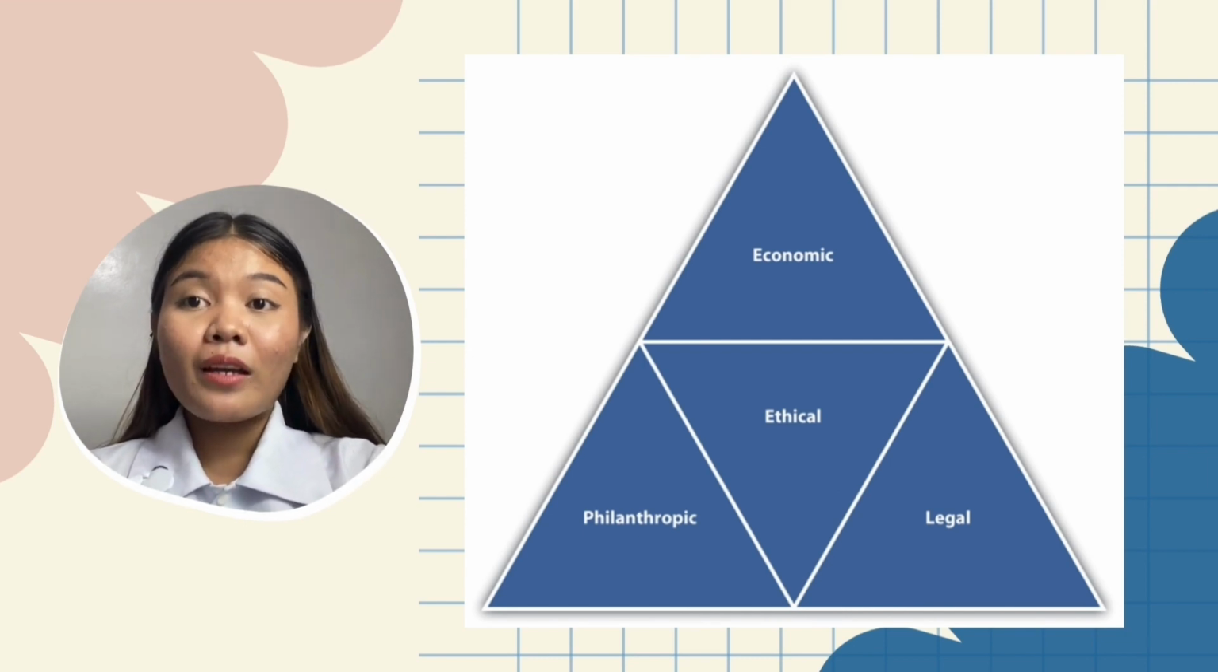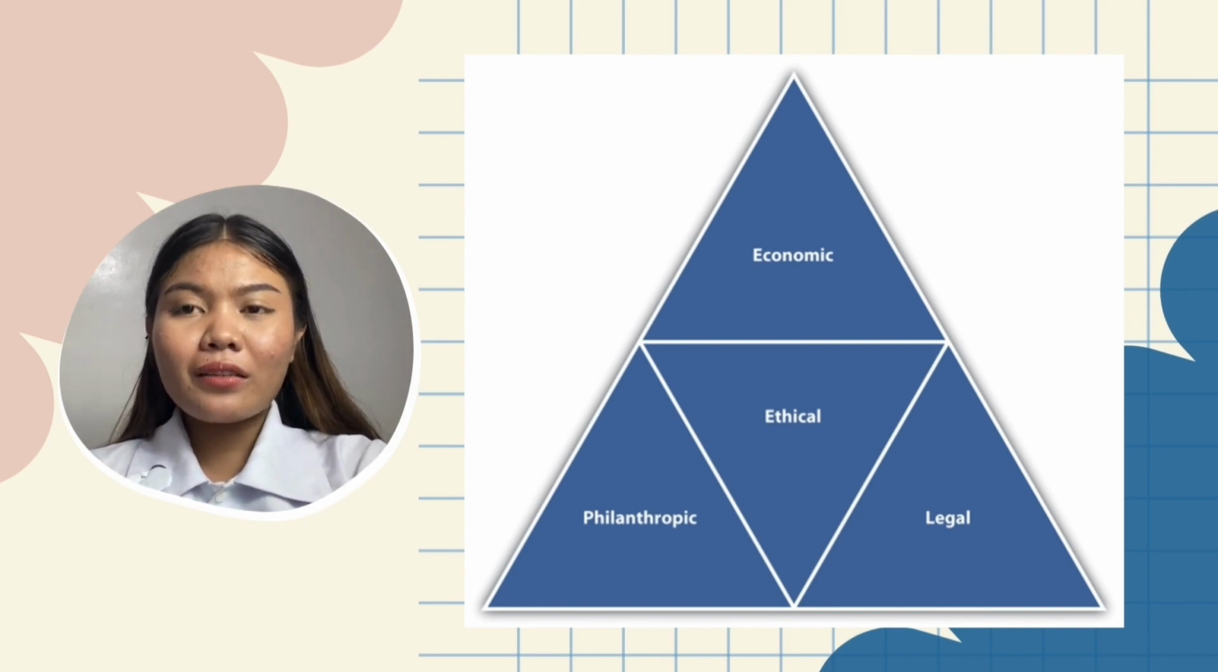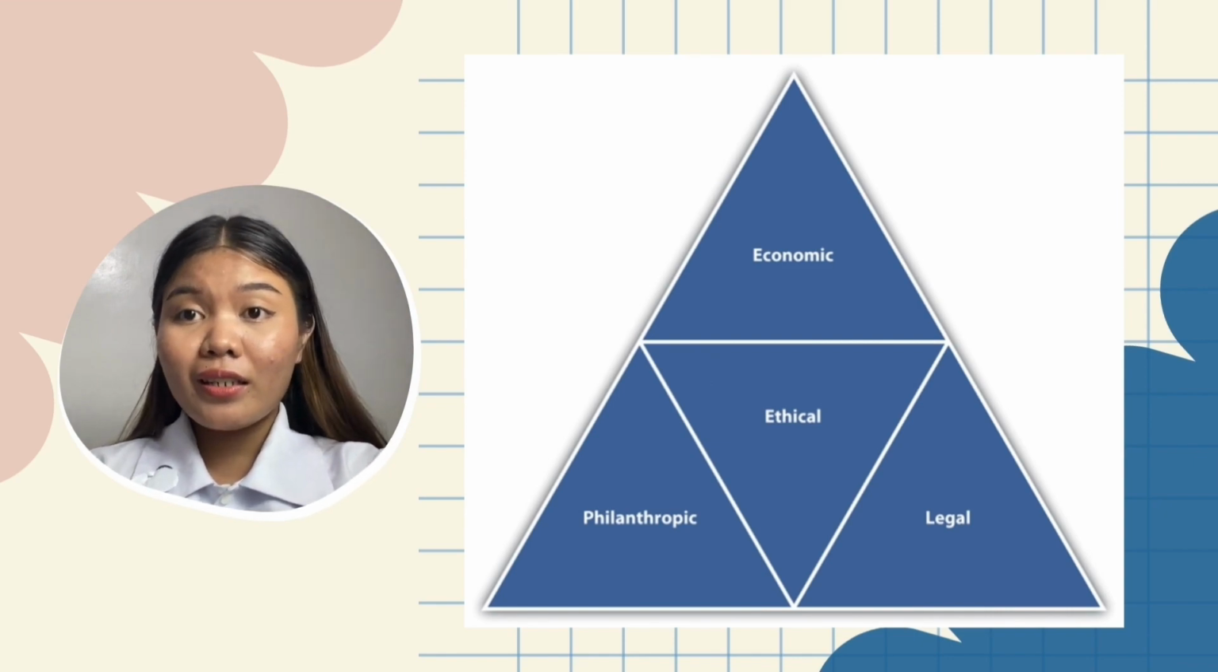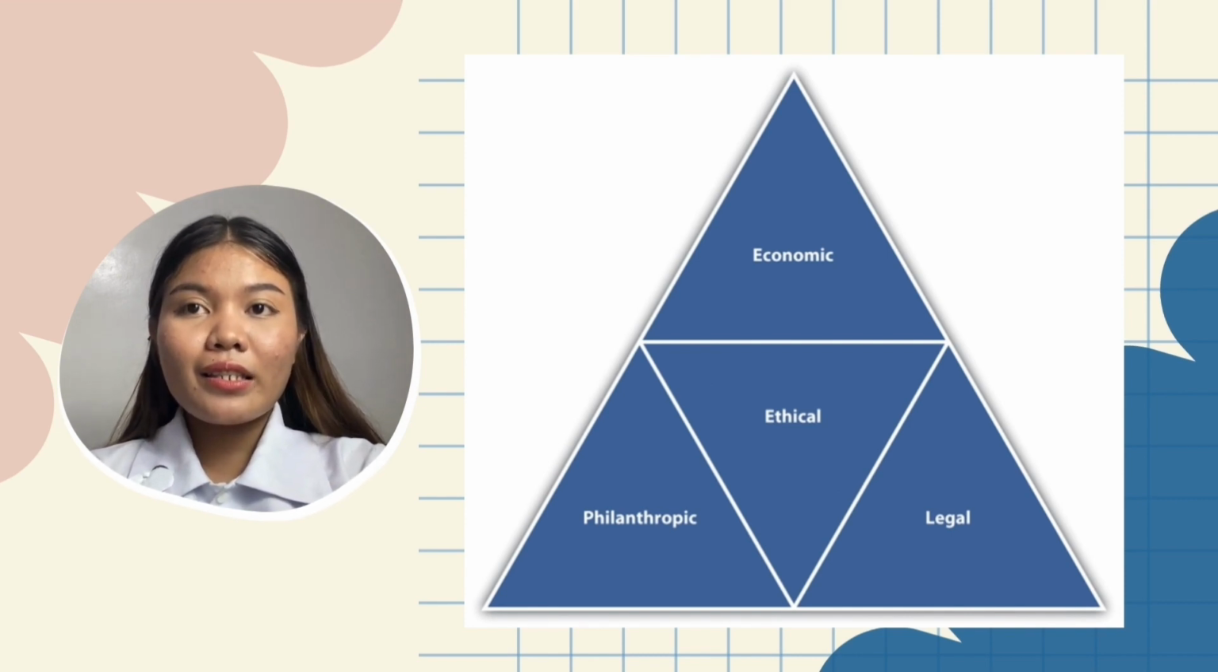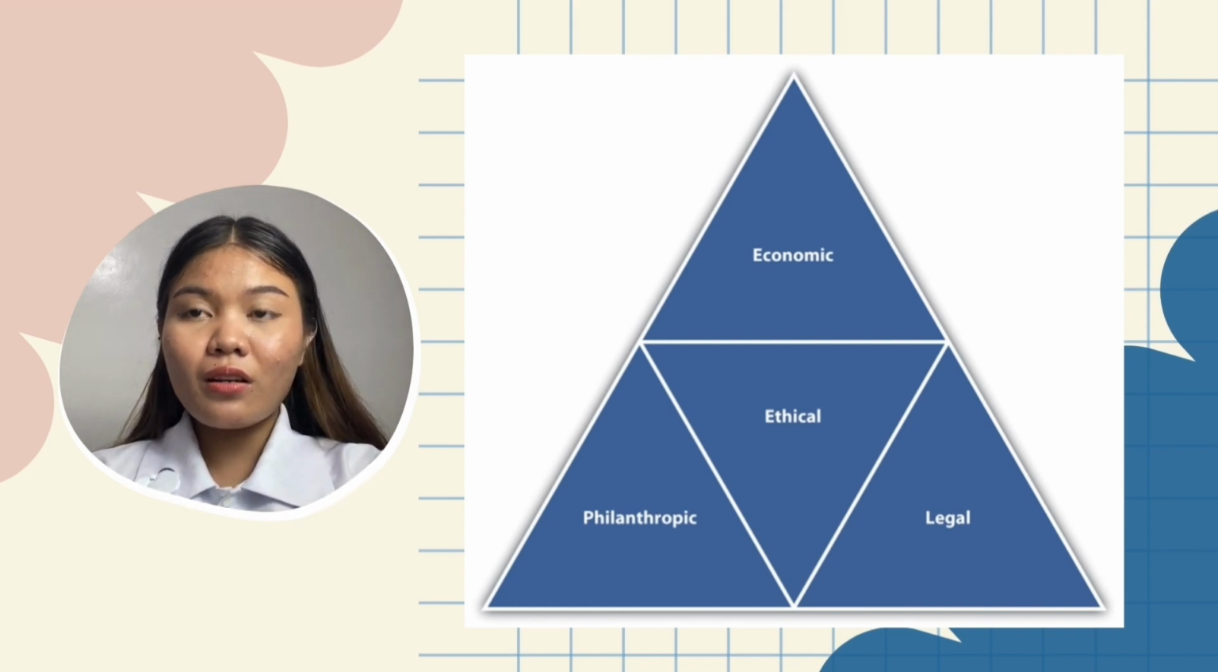Next is the philanthropic aspect. This is an expectation that companies should give back to the society in the form of charitable donations of time, money, and goods. Some organizations such as REI, based in Seattle, Washington, donate 3% of profit and thousands of hours to non-profit community groups each year.